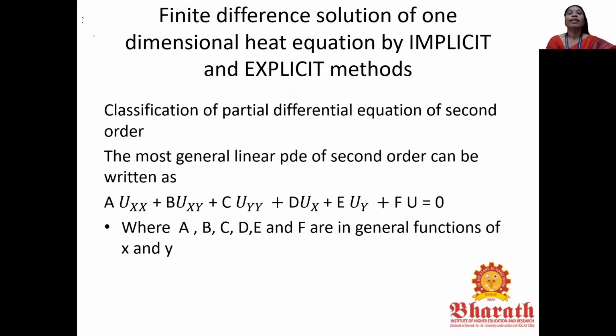Now next is the finite difference solution of the one-dimensional heat equation by implicit and explicit methods. First, the classification of partial differential equations of second order. The most general linear PDE of second order can be written as A u_xx + B u_xy + C u_yy + D u_x + E u_y + F u = 0, where A, B, C, D, E and F are in general functions of x and y.